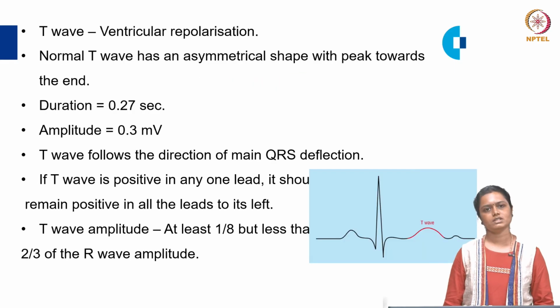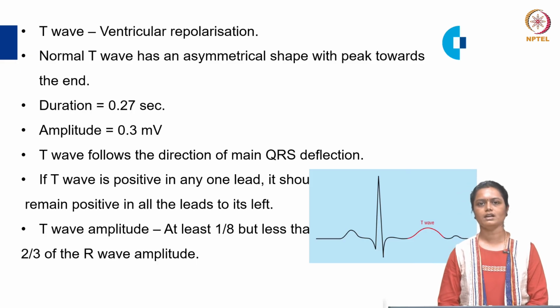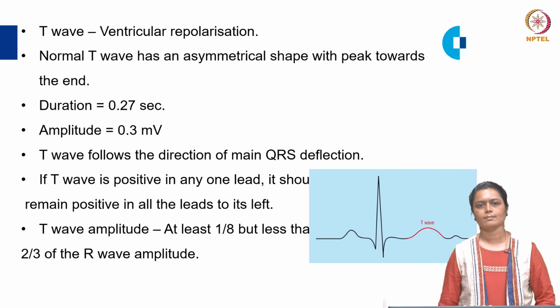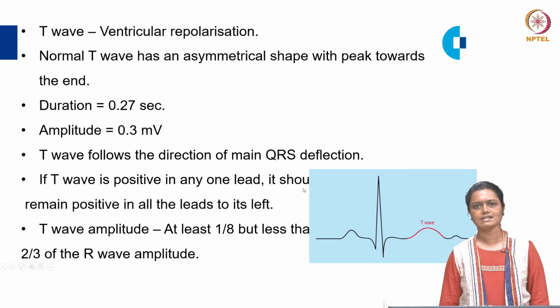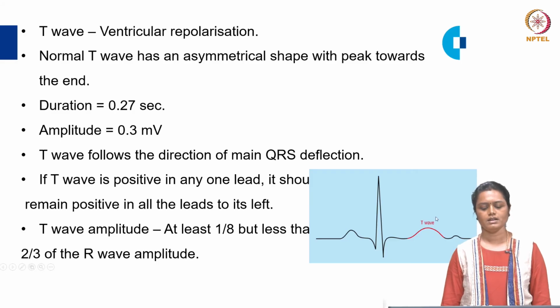So, next coming to the T wave. The T wave represents ventricular repolarization. The normal T wave has an asymmetrical shape and it peaks towards its end. The duration of the T wave is about 0.27 second and the amplitude is about 0.3 millivolt.